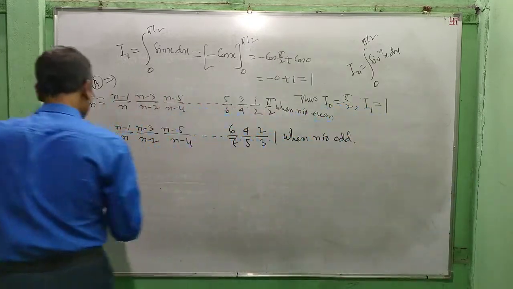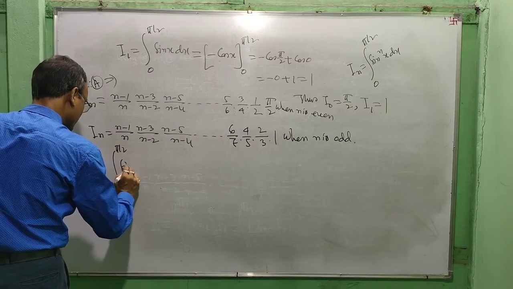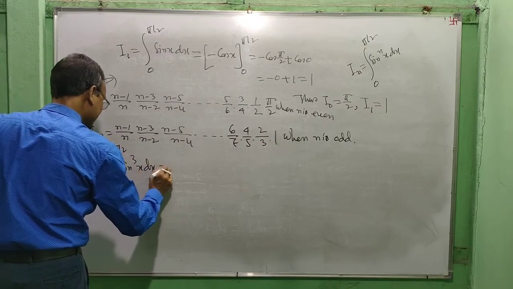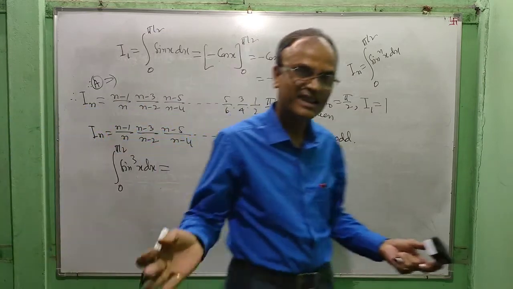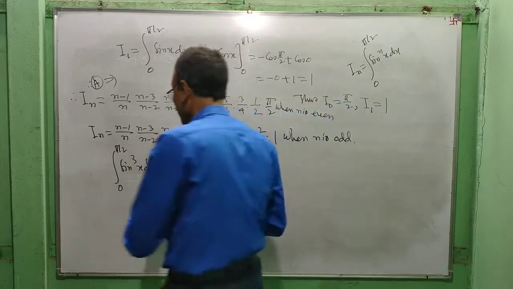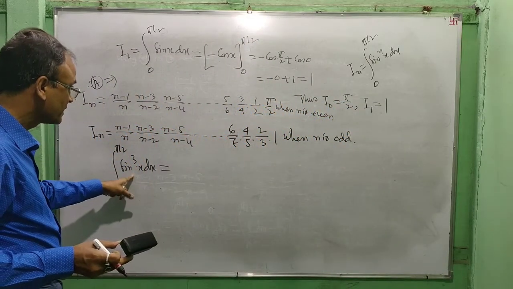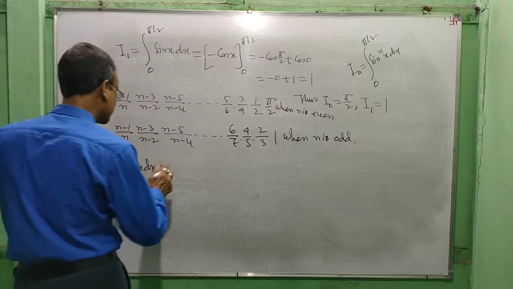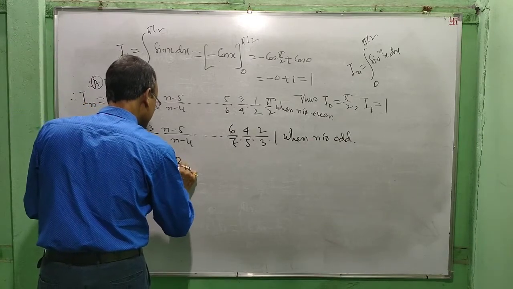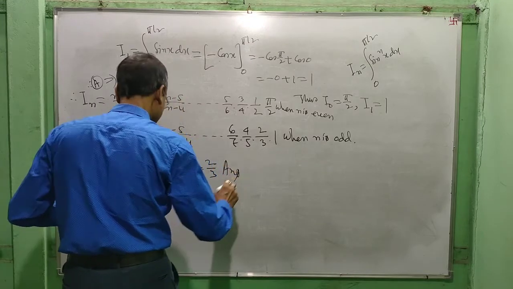Now, integration 0 to pi by 2 of sin cube x dx equal to, within a fraction of a second you may find here. It is odd, n is odd. n minus 1 by n. This is 3, this is 2 into 1, equal to 2 by 3. Answer is 2 by 3.